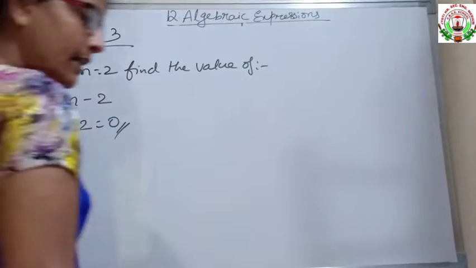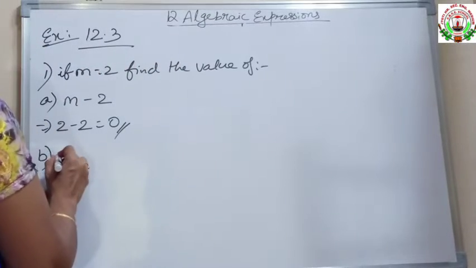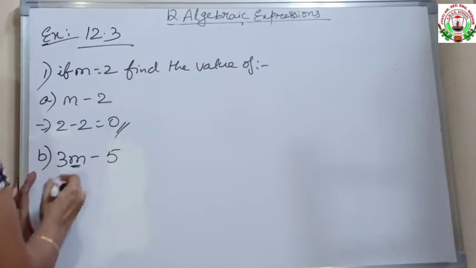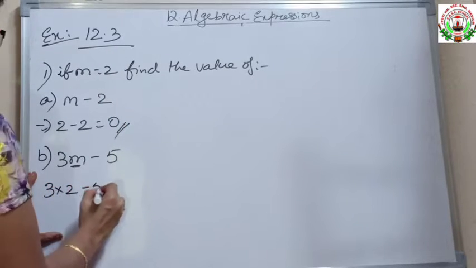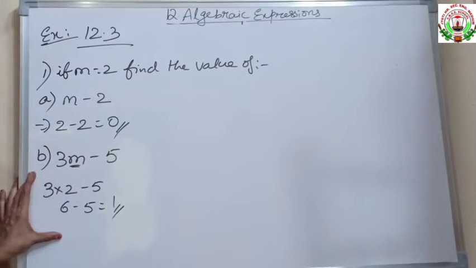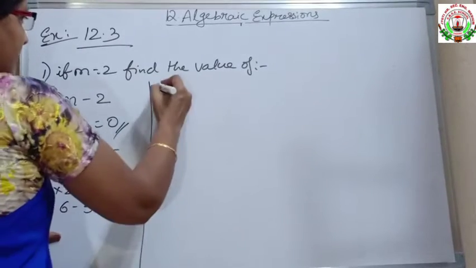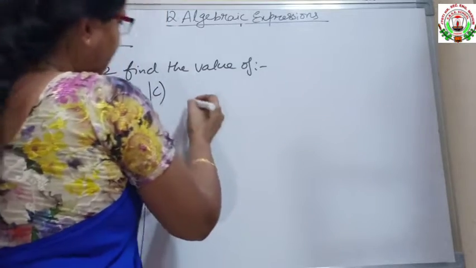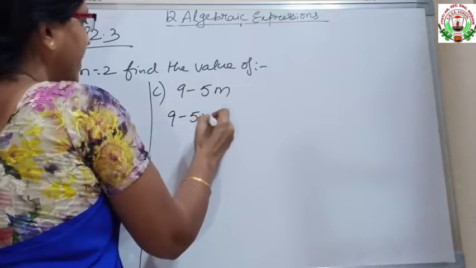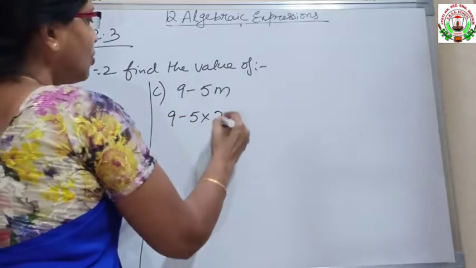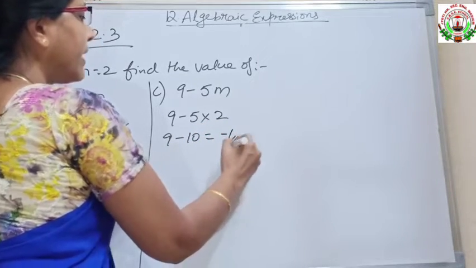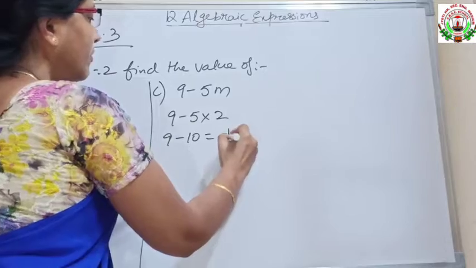Next, see the b part. They have given 3m minus 5. In the place of m you have to keep 2. So 3 into 2 minus 5. 3 2s are 6. 6 minus 5 is 1, your answer. See the c part. They have given 9 minus 5m. Again 9 minus 5 into m value is 2. So 9 minus 5 2s are 10. So 9 minus 10 is minus 1.